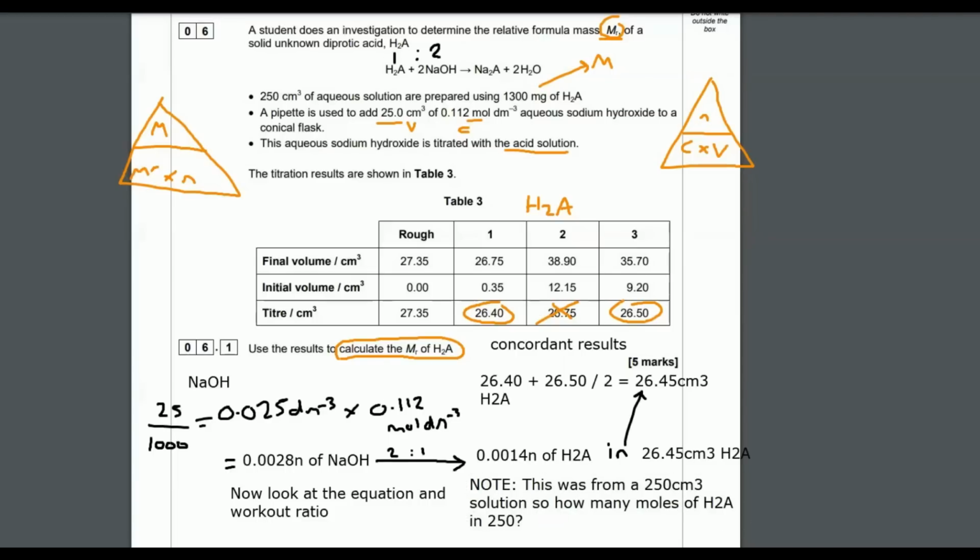Well, what we need to do is do 250 divided by 26.45 to find out how many lots of 0.0014 moles are in the 250, and you're going to get 9.45 as your multiplier. What you're going to do then is multiply that by the 0.0014. You could just say 250 divided by 26.45 times 0.0014, and that will give you your total moles in the 250 centimeters cubed.